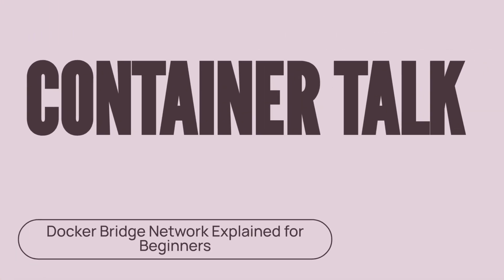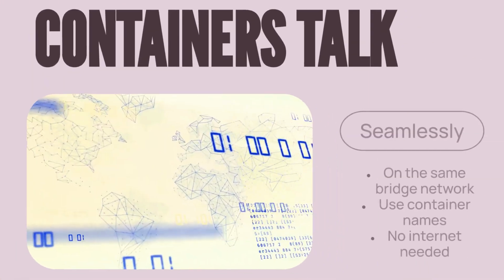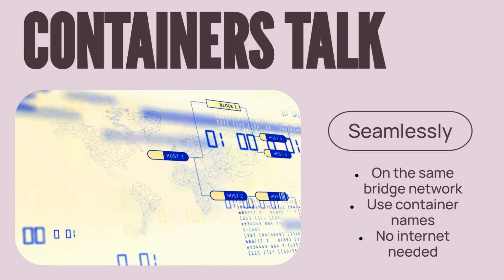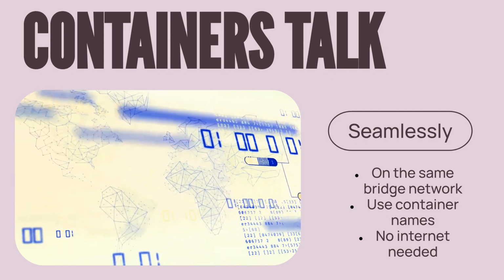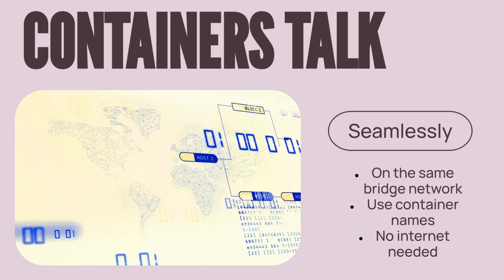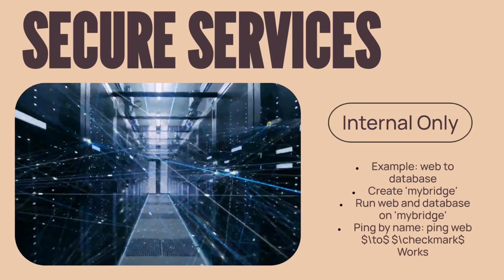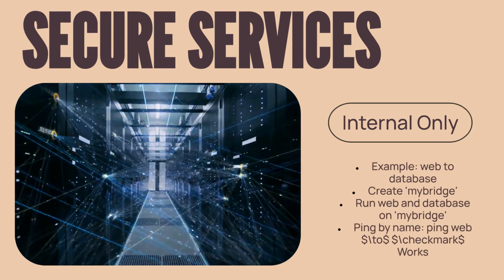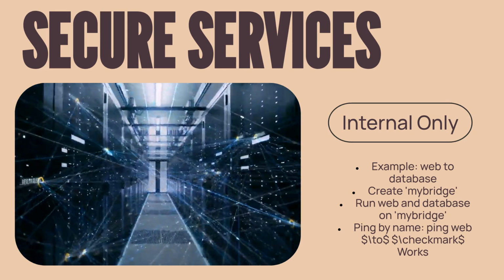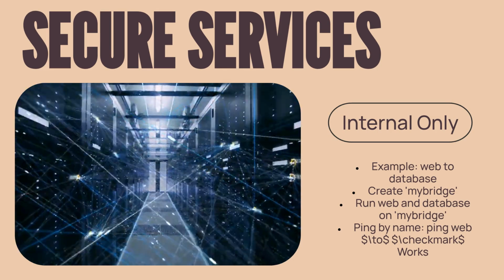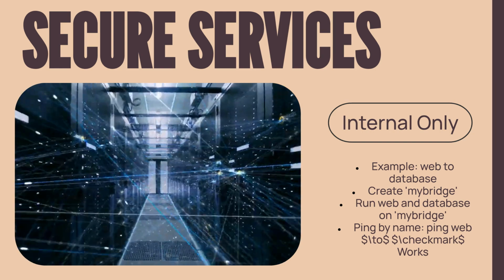What about containers talking to each other? Containers on the same bridge network can talk to each other seamlessly. They can use container names for communication, meaning no internet access is needed for them to interact internally. This is crucial for running multiple interconnected services, like a web application needing to communicate with a database. By creating a custom bridge, both services can communicate using their names, keeping them secure and internal.